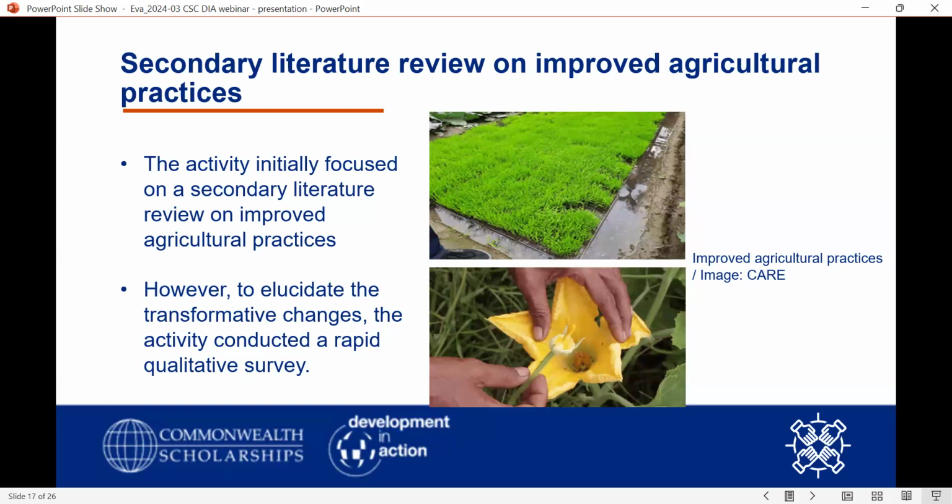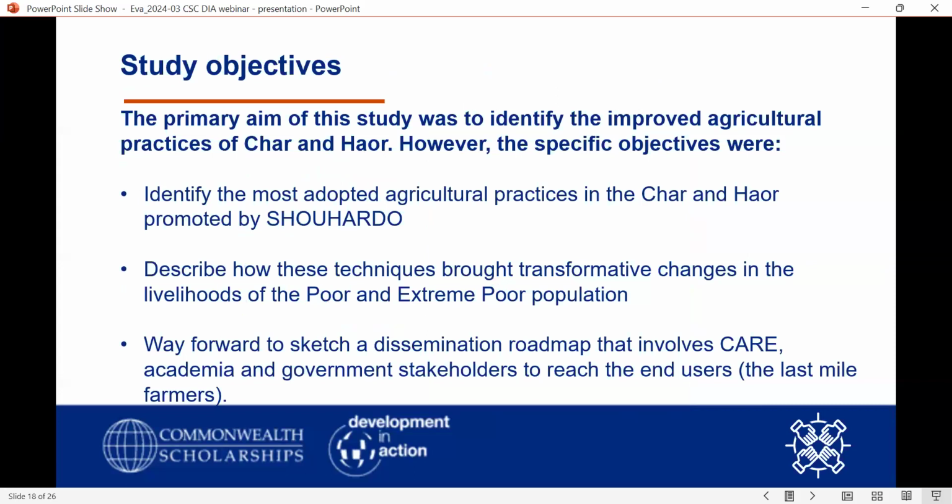I found that Shordo 3 Plus and its predecessor projects already trained participants by showcasing diverse and improved agriculture techniques so that they could improve their livelihoods by adopting those practices and ensure food security for their families. At this stage, I plan to assess how effective those practices were in improving their livelihoods through transformative changes. Initially, my team and I did a secondary literature review on improved agricultural practices. However, to elucidate the transformative changes, we also conducted a rapid qualitative survey. At this point, I was also thinking about how to utilize these research findings.